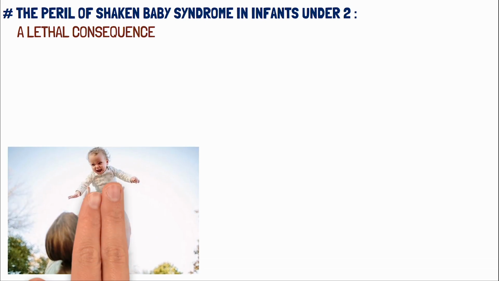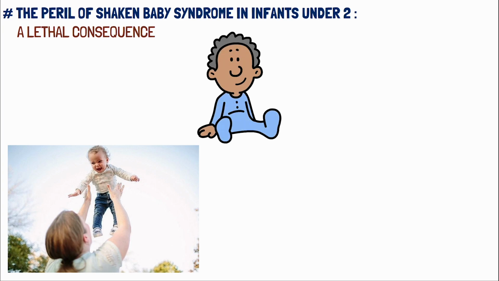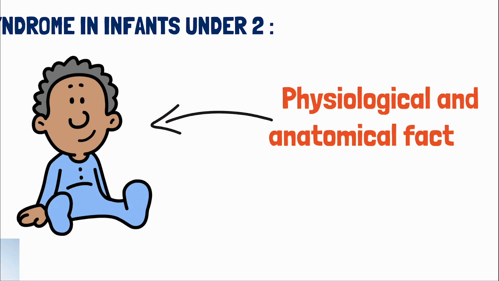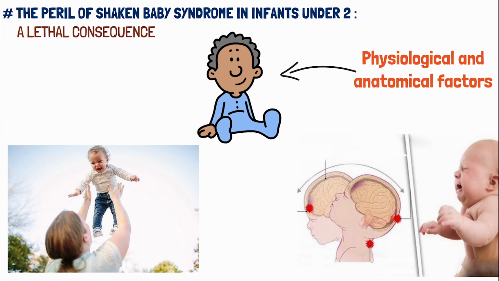The peril of shaken baby syndrome in infants under 2, a lethal consequence. Shaken baby syndrome, SBS, is a harrowing form of child abuse that poses an immense threat to infants, particularly those aged 2 and under. This age group is the most vulnerable due to a combination of physiological and anatomical factors, rendering them highly susceptible to the severe consequences of violent shaking.